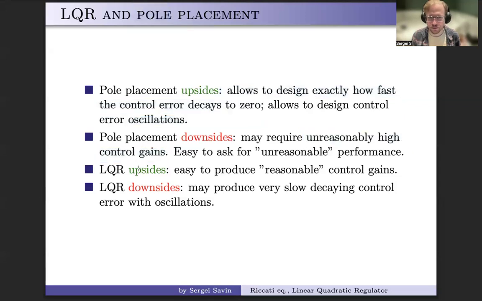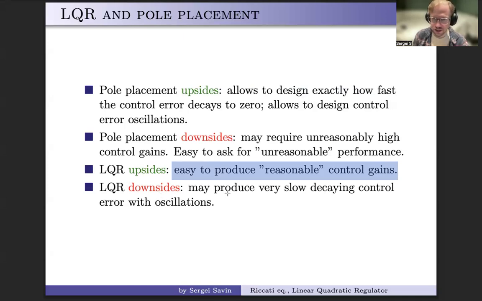Now about LQR. What is good? It is very easy to produce reasonable control gains. So LQR, naturally, since you ask only for the cost, you don't ask for specific performance, it is very easy for it to produce reasonable gains. Like, ask for a reasonable cost, it will produce reasonable gains. And you don't need to know anything about the system. All you need is to just guess what cost suits you, all right? Everything else would be done by the algorithm.